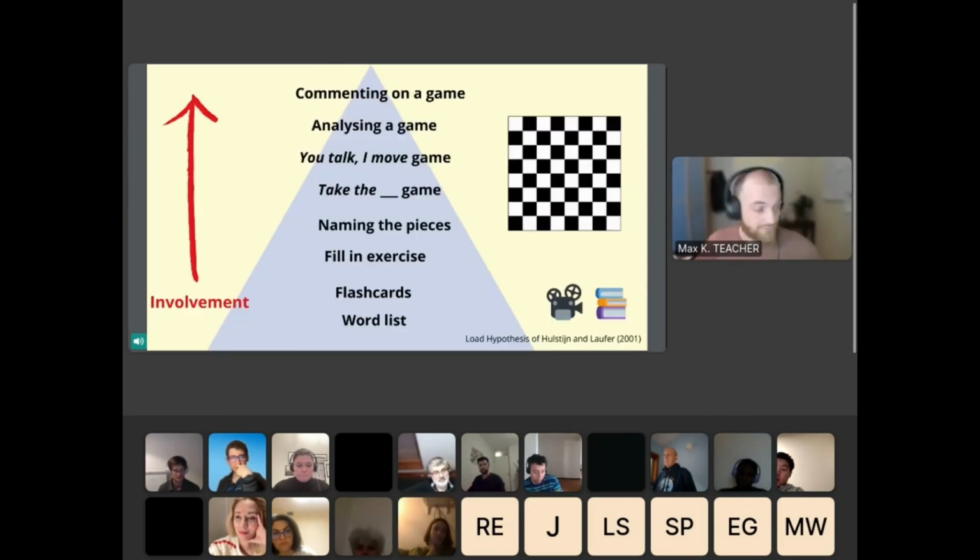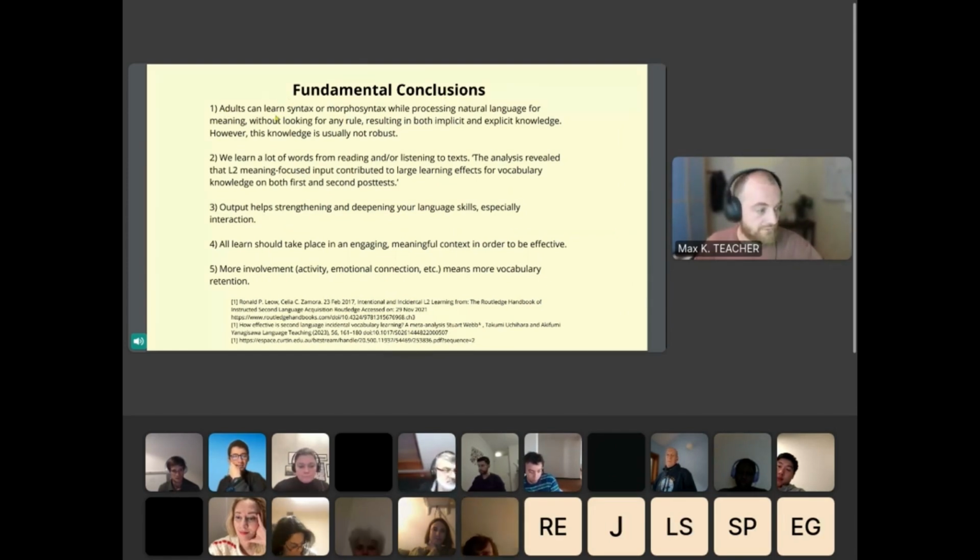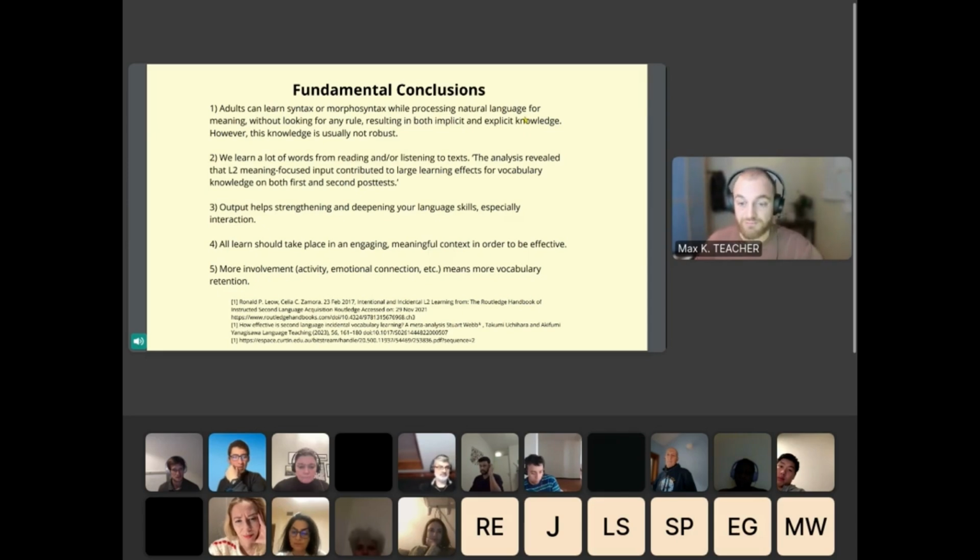Fundamental conclusions of the research. Let me read only part of it. So fundamental conclusions. One, adults can learn syntax, morphosyntax, while processing natural language for meaning, okay? Even if they don't look for any rule, resulting in implicit and explicit knowledge. So what this means is, if you read and listen, you can learn Dutch completely. However, this knowledge is not robust. You'll forget it quickly. You cannot always use it.